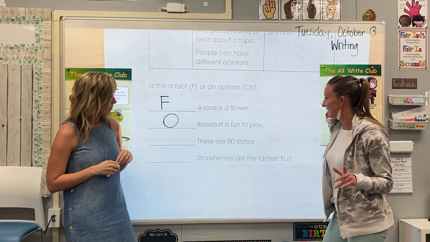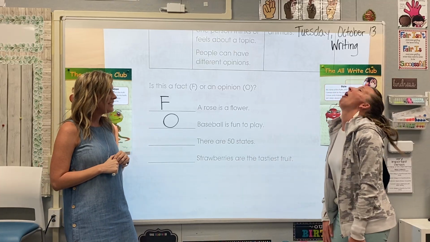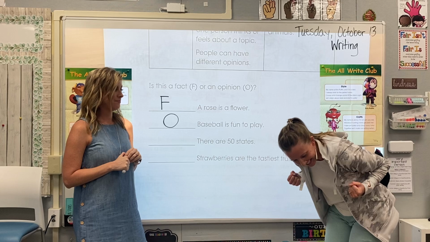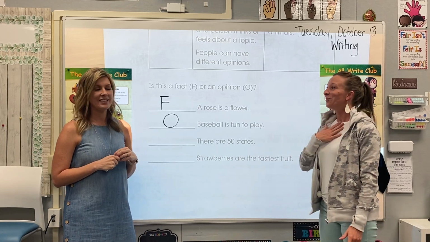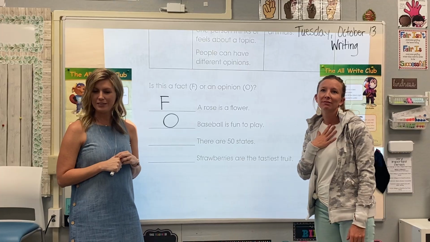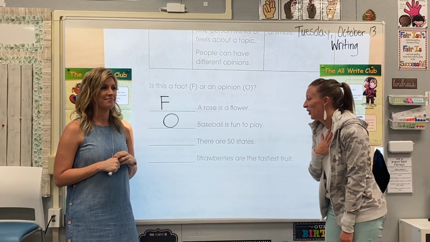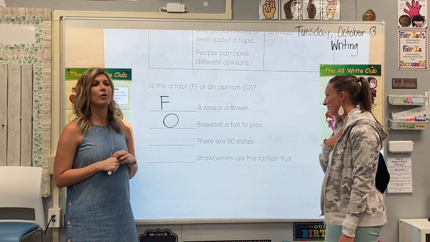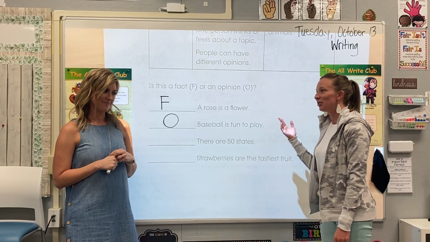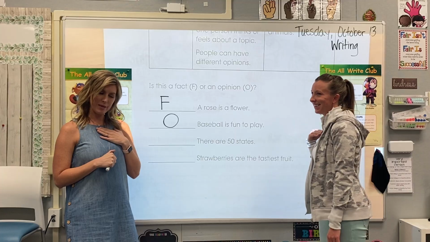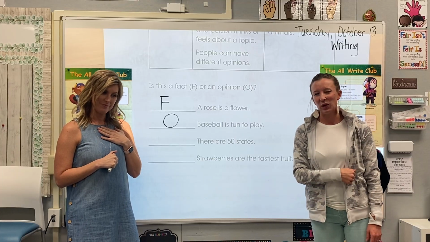Let's look at the last one. Strawberries are the tastiest fruit. Yes. I love strawberries. Do you think they're the tastiest fruit? Yes, I do. I don't. I adamantly disagree on all levels. Well, all right. You are wrong. This reminds me of the baseball one, where even though it's true for me, it's not true for everyone, and so it can't be a fact.